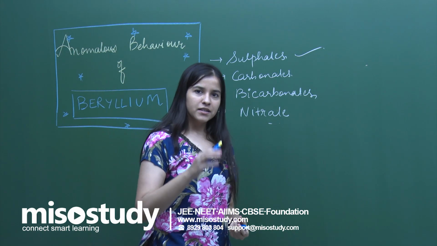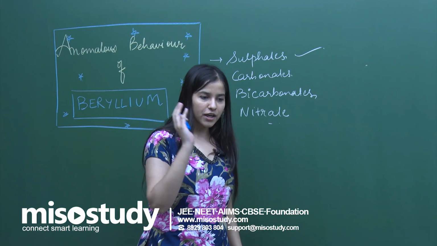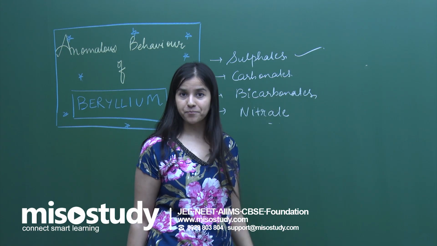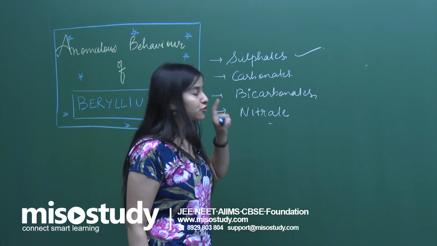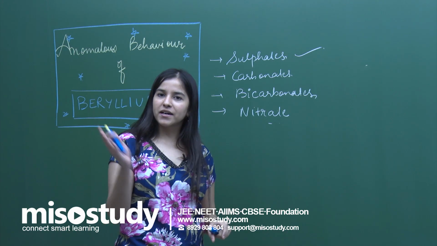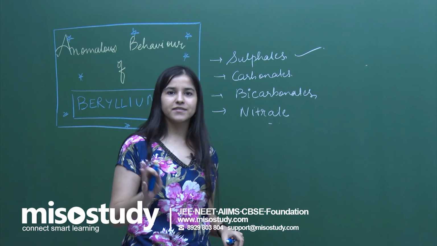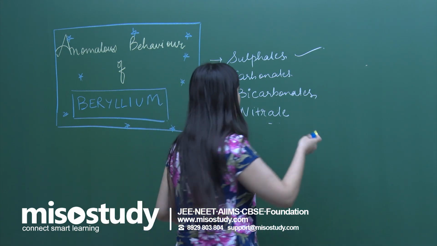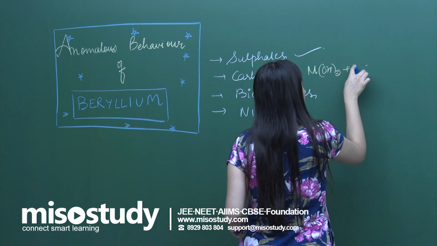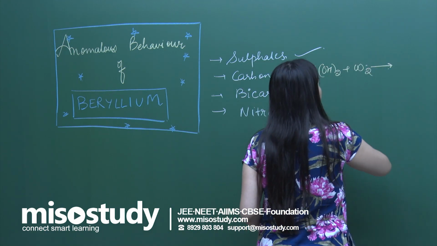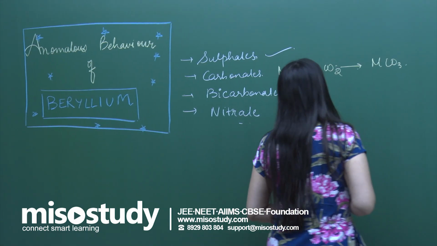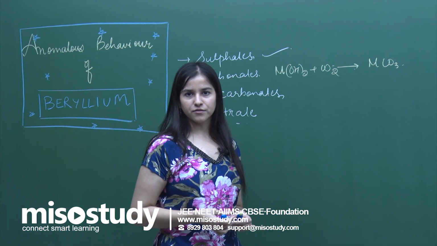Carbonates. Remember the lime water test? If you remember the lime water test, you will remember how to form the carbonates as well, right? So in the lime water test, what did we do? Calcium hydroxide, pass the carbon dioxide, and we get the carbonate, the limestone. So here also M(OH)2 plus CO2, what are we getting? We will be getting MCO3. Fine.